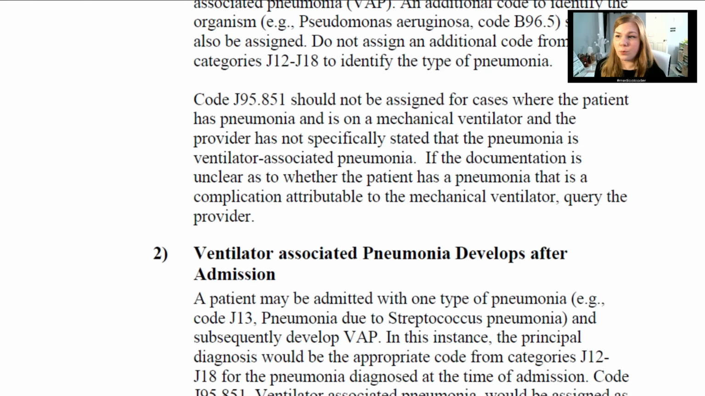Code J95.851 should not be assigned for cases where the patient has pneumonia and is on a mechanical ventilator, and the provider has not specifically stated that the pneumonia is ventilator-associated pneumonia. If the documentation is unclear as to whether the patient has pneumonia that is a complication attributable to the ventilator, query the provider.